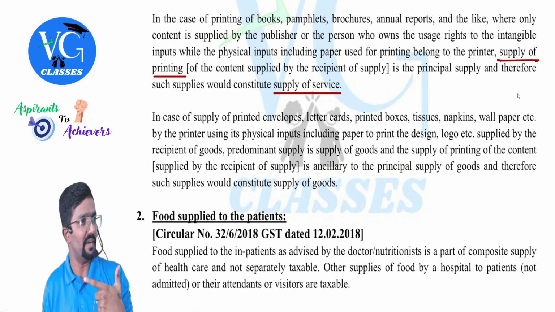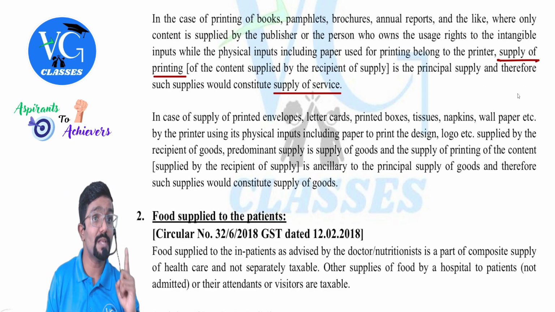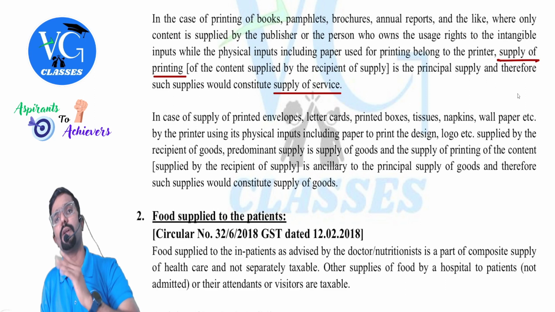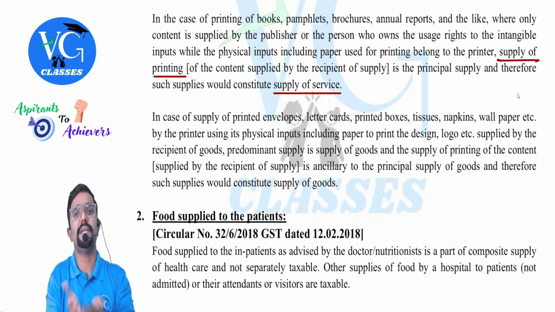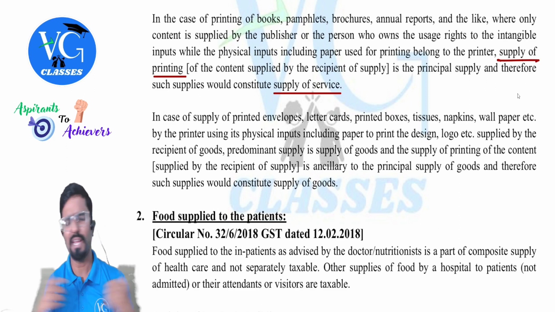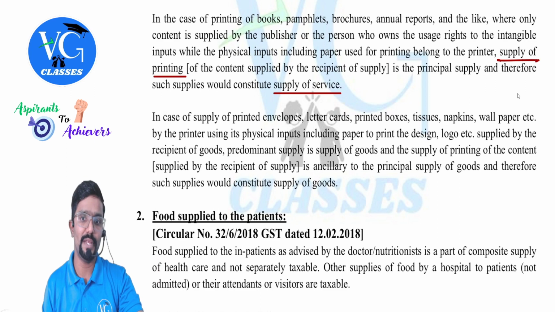Books along with printing. But what is the principal supply here, guys? Printing. What has the predominant element? Printing. So it is the principal supply. Whatever rate is applicable for printing will be applicable for the entire value. Assume they are charging 1 lakh or assume 10 lakh. On the entire 10 lakh, whatever is the rate applicable for printing will be applicable, guys.